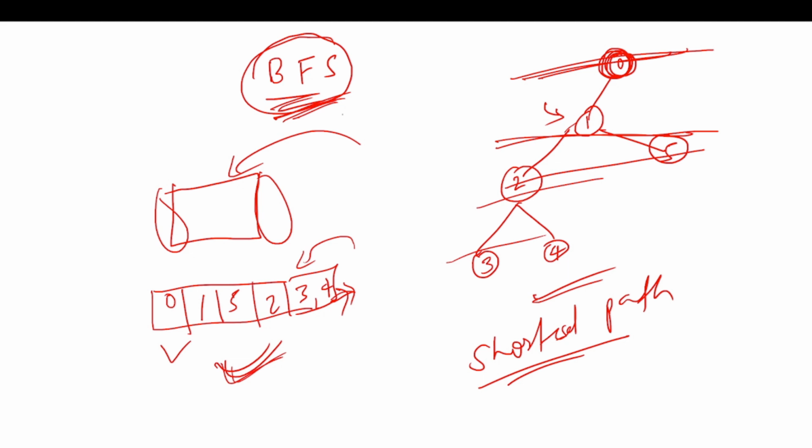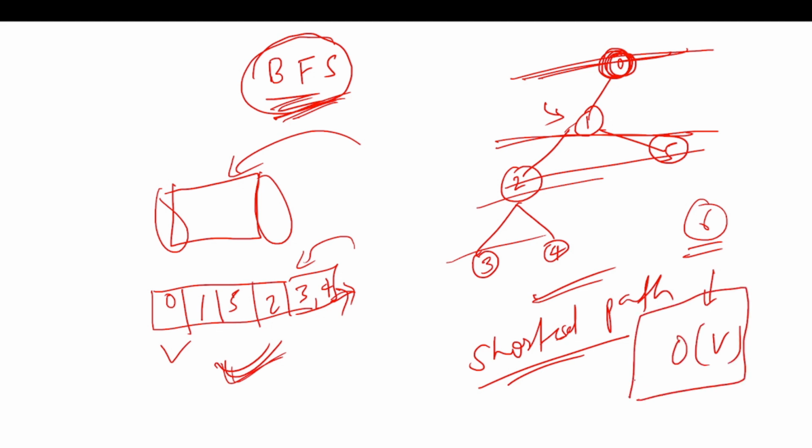Okay, so if we talk about the complexity, what complexity will come? See, if there are 6 vertices, we have to visit all the vertices, and then we have to put all of them in the queue. So we can say space complexity will be the number of nodes. Let's suppose v is the number of vertices, so O of v. This is your space complexity, O of v.